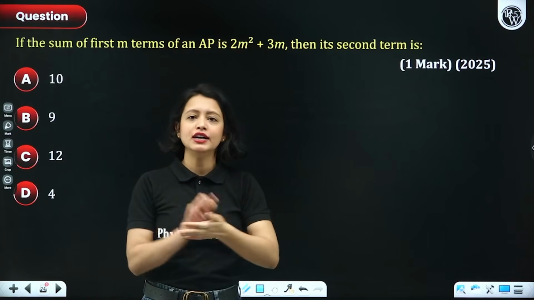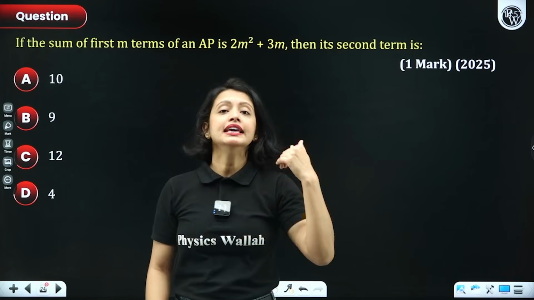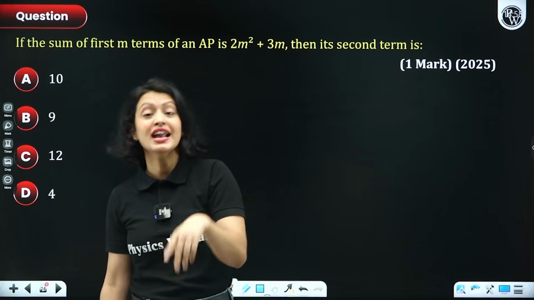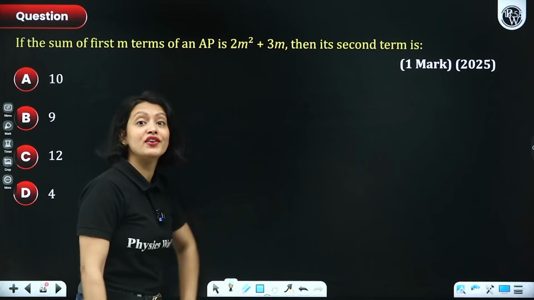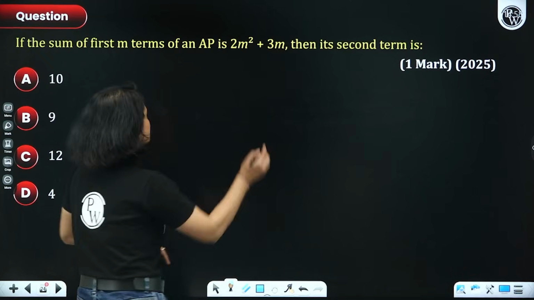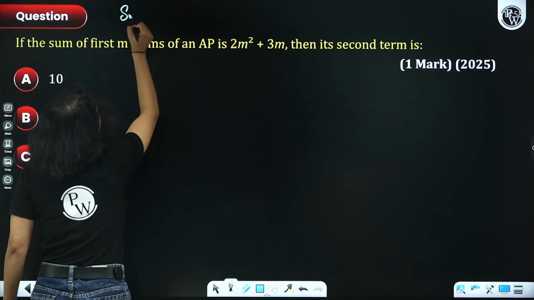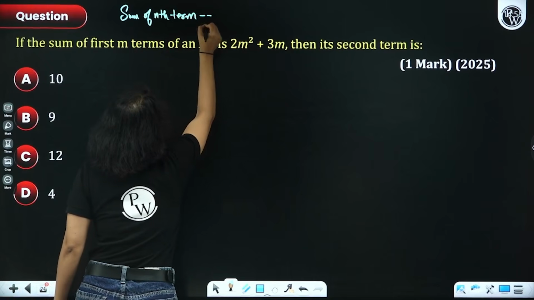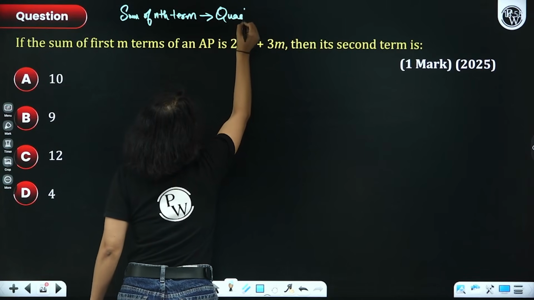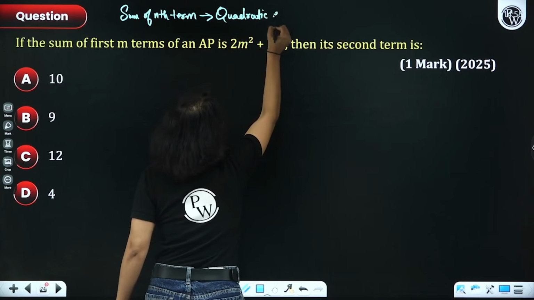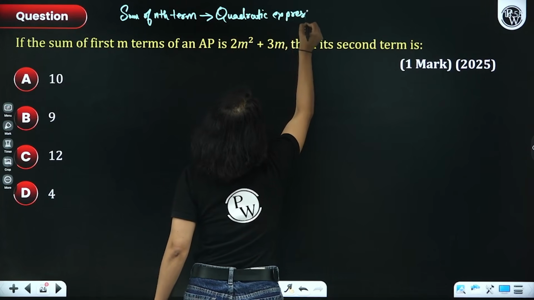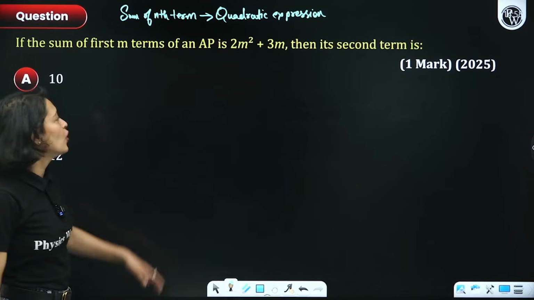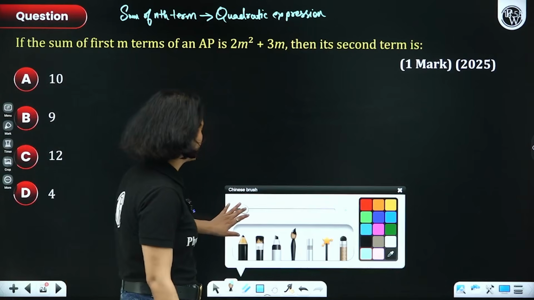So bacha, yaad hai, I told you that for an AP, the nth term would always be a linear equation, and the sum of n terms would always be a quadratic expression. Not equation, expression, sorry. I'll write it here: sum of n terms would always be a quadratic expression. Quadratic matlab the highest power of the variable is 2. For example, here you can see the highest power of the variable is 2. This is interesting. Let's do this problem now.